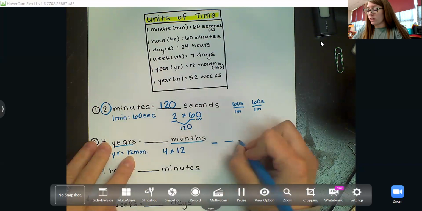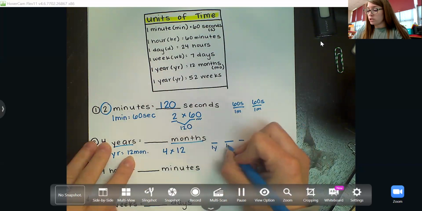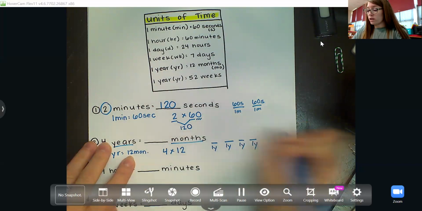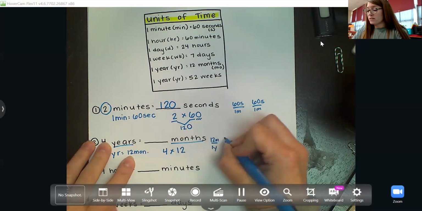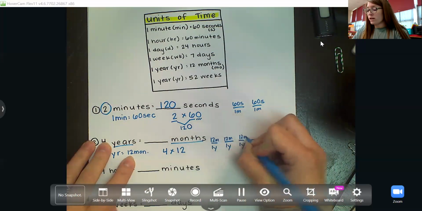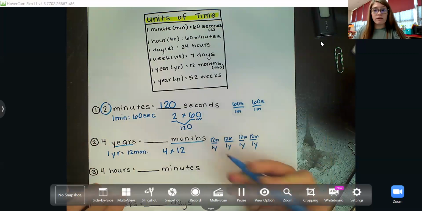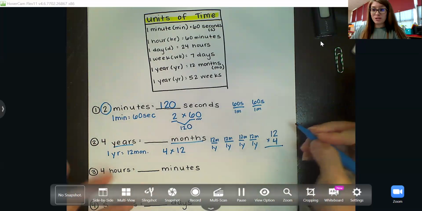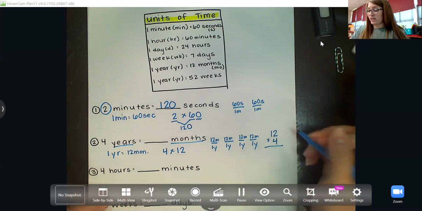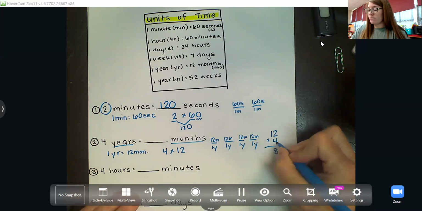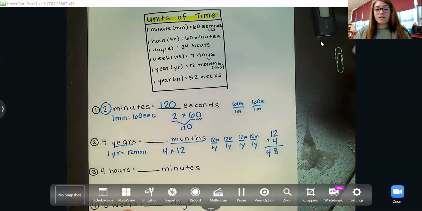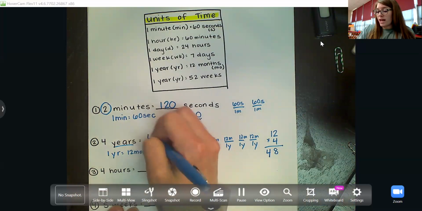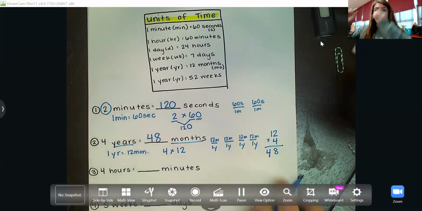Now, again, we can look at it like this: 1 year, 2 years, 3 years, 4 years, and 12 months in each year. And we could add 12 plus 12 plus 12 plus 12, or we could say 12 times 4, which is what? Very good, 48. 2 times 4 is 8, and 4 times 1 is 4. So there are 48 months in 4 years.